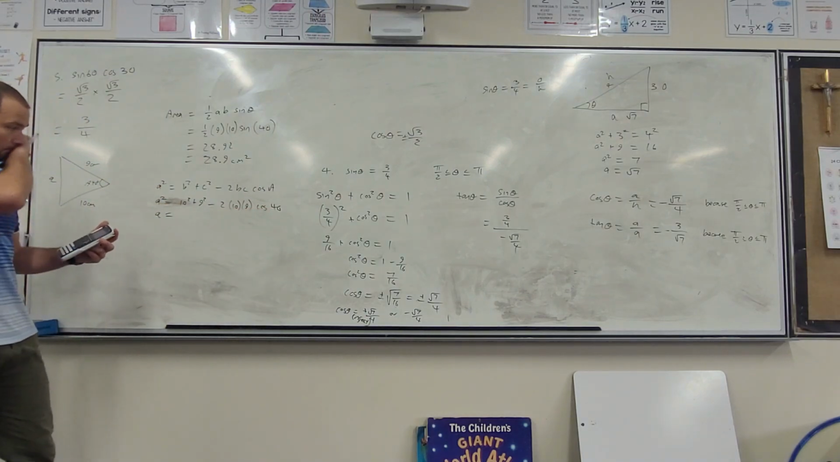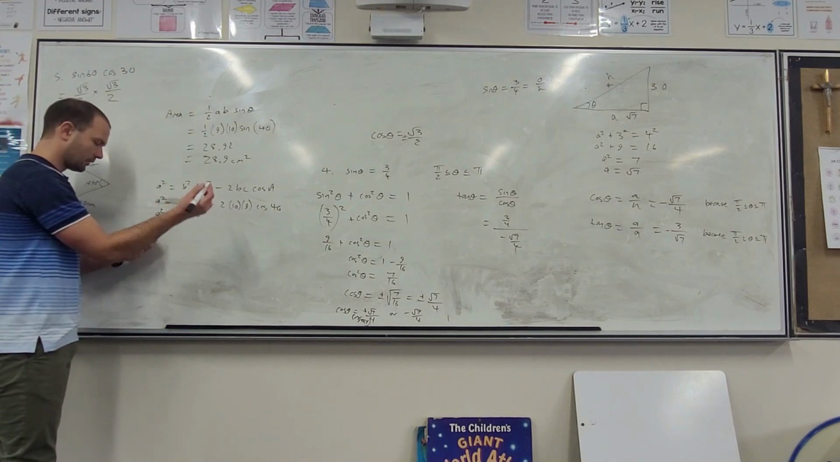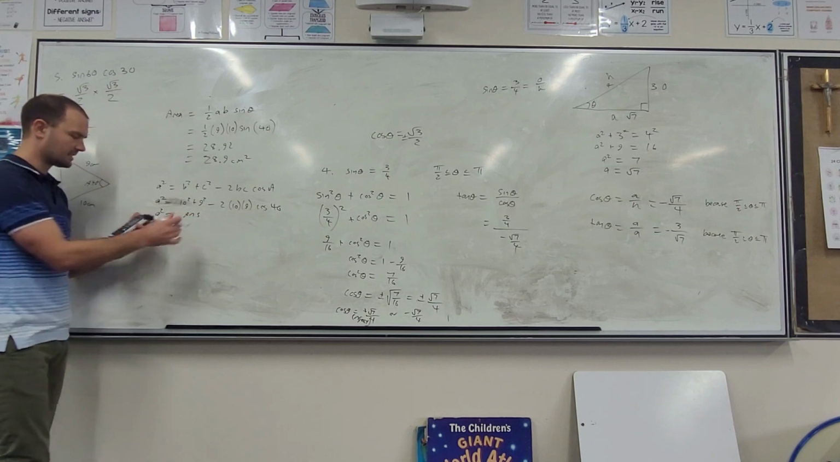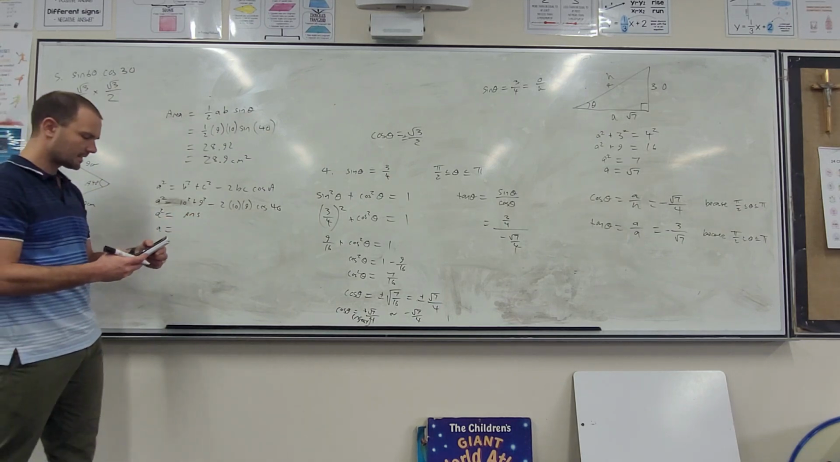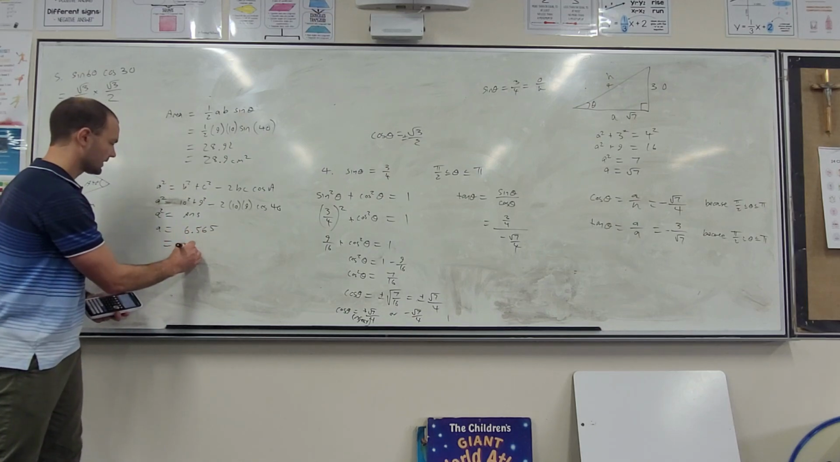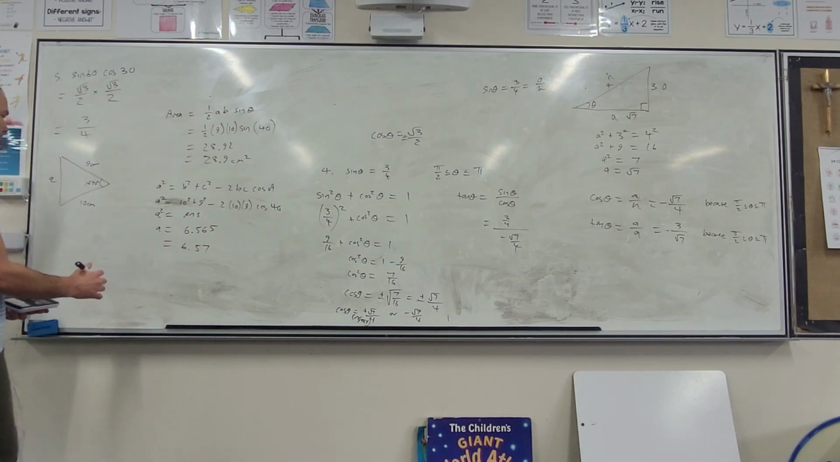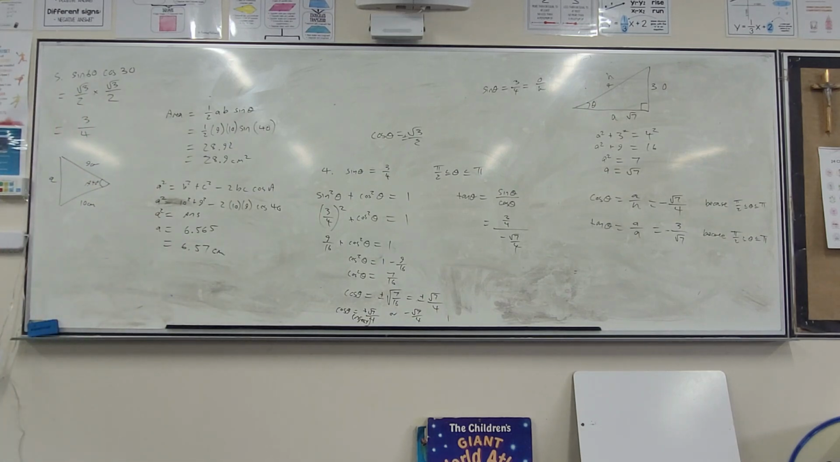That's what we're putting in. So that's what a squared equals. A squared equals about 43.11. Then a is the square root of that, so I'm going to just square root the answer. I've got 6.565, which is 6.57 centimeters. Okay, so we've used the cosine rule, and we've found this unknown side.